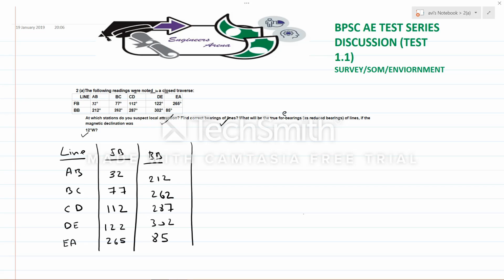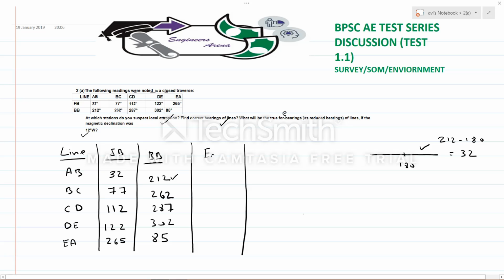Now if we want to calculate where the error is, we check the difference between the fore bearing and the back bearing. If it is 180 degree, then there is no local attraction. If it is not like that, then there is local attraction. So if the back bearing is greater than 180 degree, like 212, we do 212 minus 180 degree, that will be equal to 32. That is, line AB is free from local attraction.